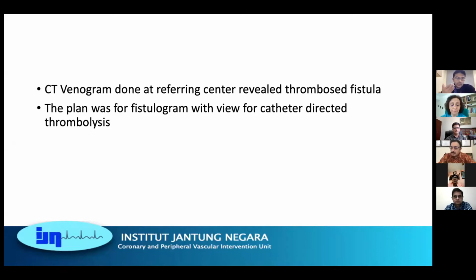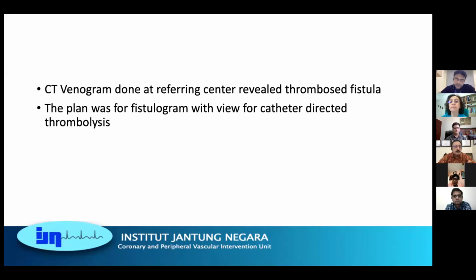with a view for a catheter-directed thrombolysis. Why CDT for me? Because I've done a number of thrombosed fistula cases pretty successfully with the CDT. So usually I go in with a plan, and I have the benefit of having an ECOS machine here. And the outcomes are pretty good.